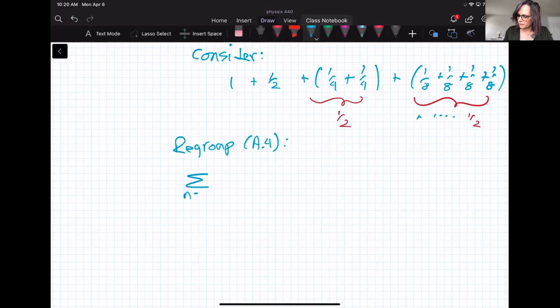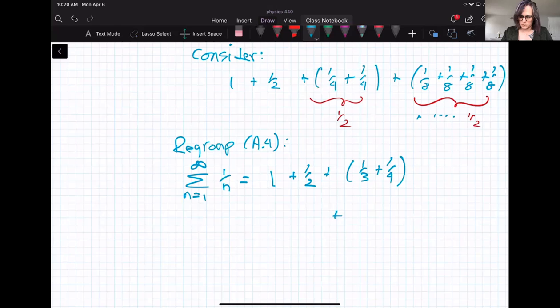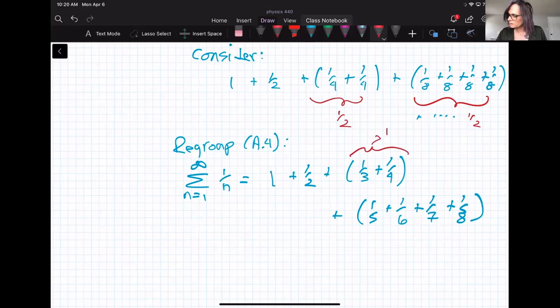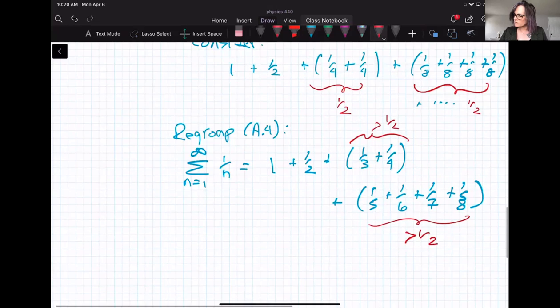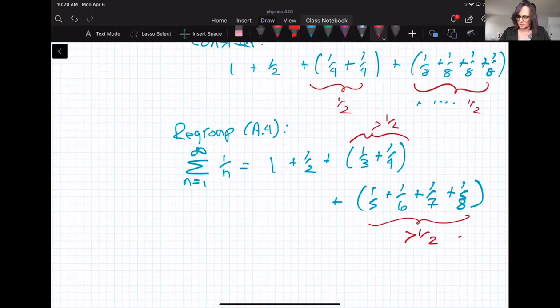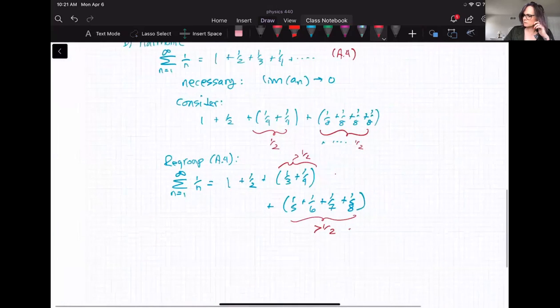then the sum from n equals 1 to infinity of 1 over n can be written as 1 plus 1/2 plus 1/3 plus 1/4 plus 1/5 plus 1/6 plus 1/7 plus 1/8. So all we're doing is taking the same number of terms, and this is obviously greater than 1/2. This is greater than 1/2. And so this is like 0.6, this is like 7/12.